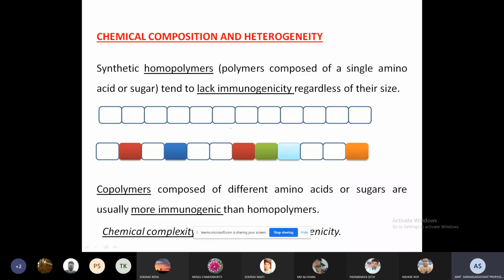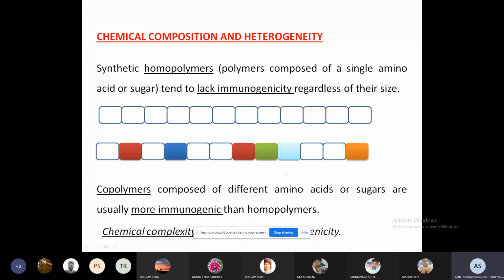Now it was found that heteropolymers are always more immunogenic than the homopolymers. As a simple rule, you can think whenever the molecule will be more complex, they'll be more immunogenic. So copolymers composed of different amino acids or sugars are usually more chemically complex and more immunogenic. So we have seen so far, foreignness is critical. It will be more immunogenic. Immunogenicity will depend upon how foreign it is with respect to our cell protein.